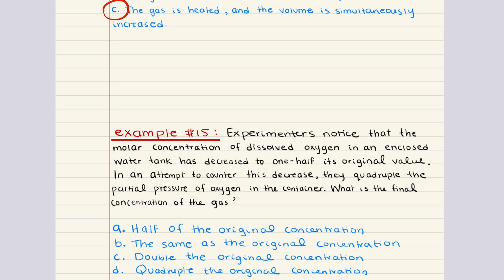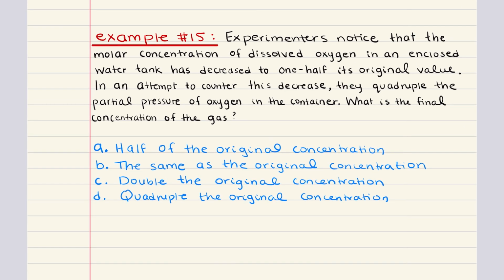Our last and final problem, let's tackle it. Experimenters noticed that molar concentration of dissolved oxygen in an enclosed water tank has decreased to 1/2 its original value. In an attempt to counter this decrease, they quadruple the partial pressure of oxygen in the container. What is the final concentration of the gas?